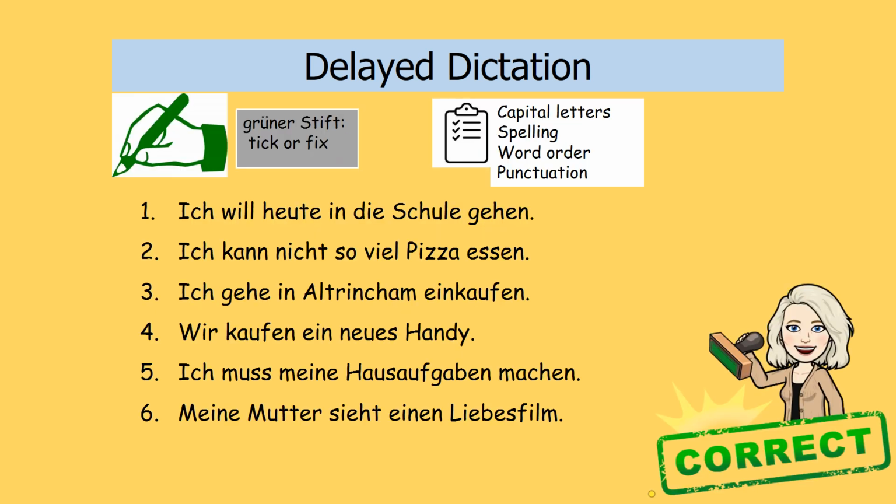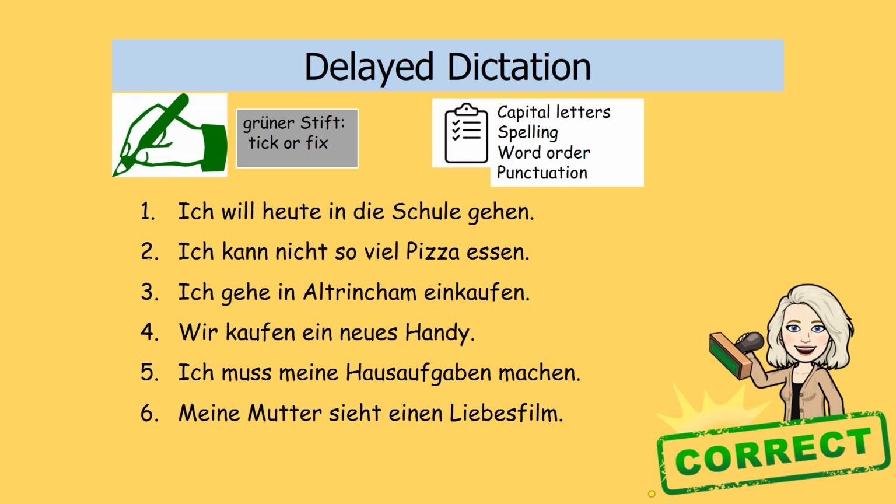So these are our answers from the delayed dictation. For number 1, we had Ich will heute, today, in die Schule gehen. So I want to go into school today. Nummer 2, ich kann nicht so viel Pizza essen. I can't eat that much pizza. Nummer 3, ich gehe in Altrincham einkaufen. I go shopping in Altrincham.